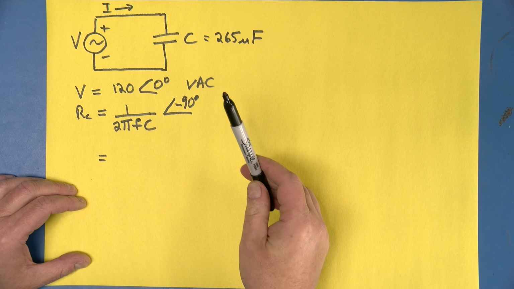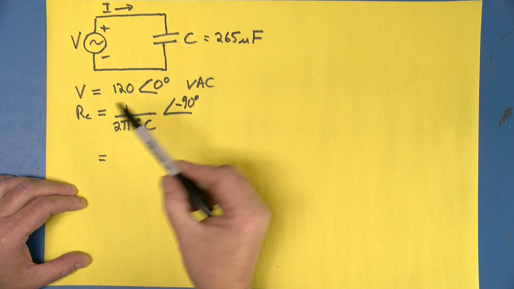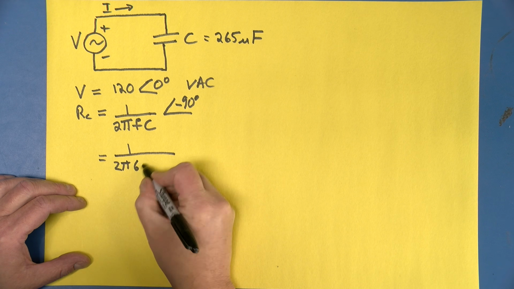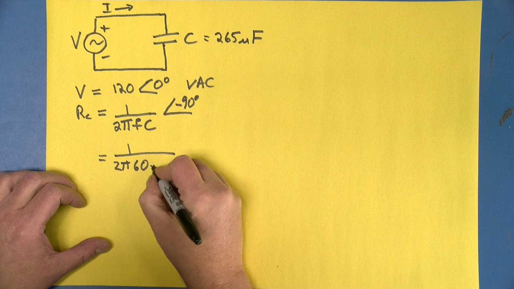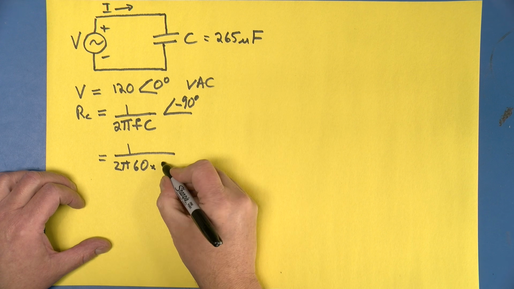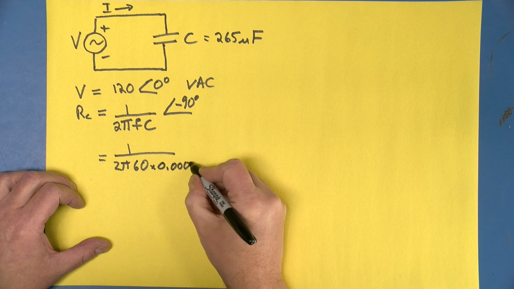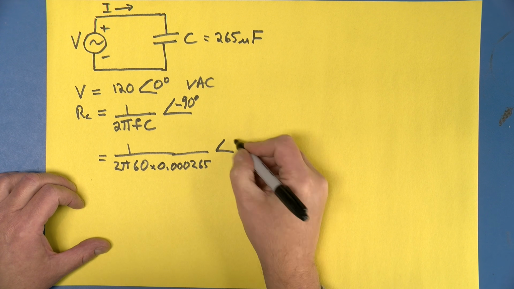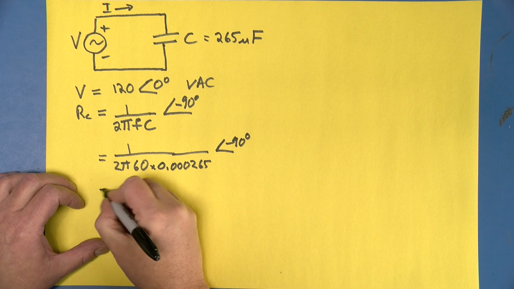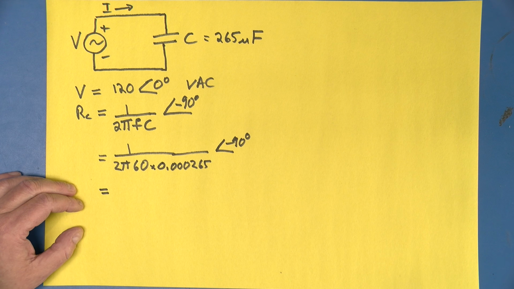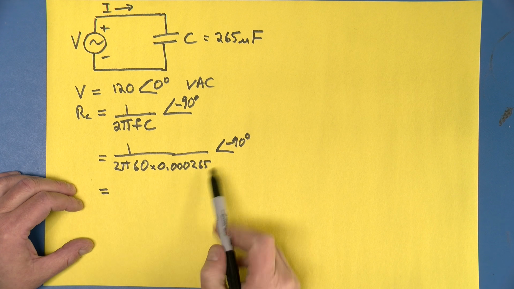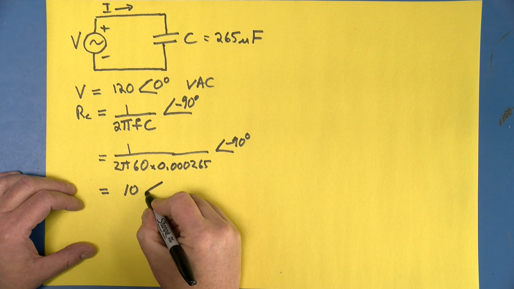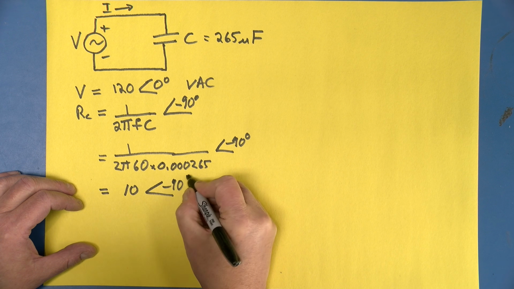All right, so let's see if we can figure out what the reactance of our capacitor is. Well, it's 1 over 2 pi times 60 because we're in Canada, times 265 microfarads, that's 0.000265, and all of that at an angle of minus 90 degrees. And if we do the calculation, we find out that this number is, surprise, surprise, 10. And so it's 10 at an angle of minus 90 degrees.